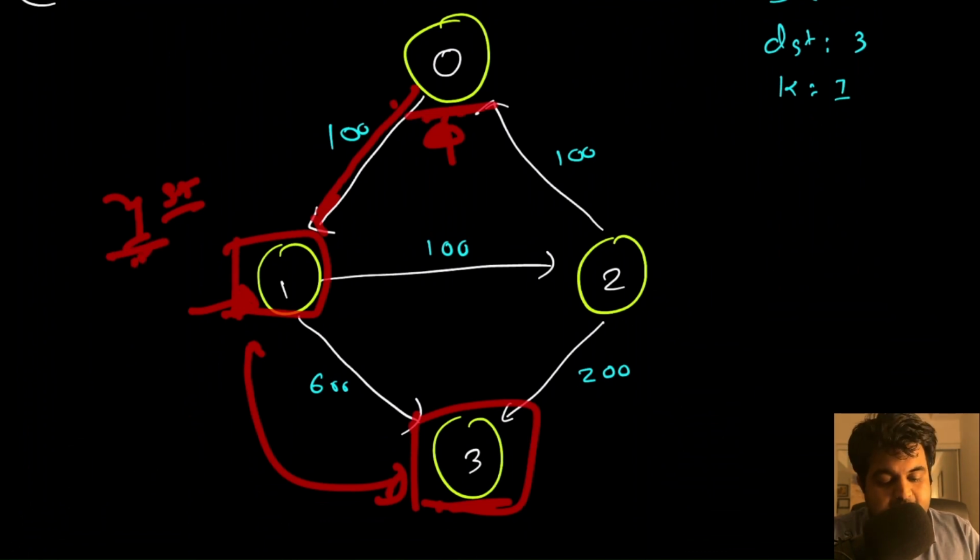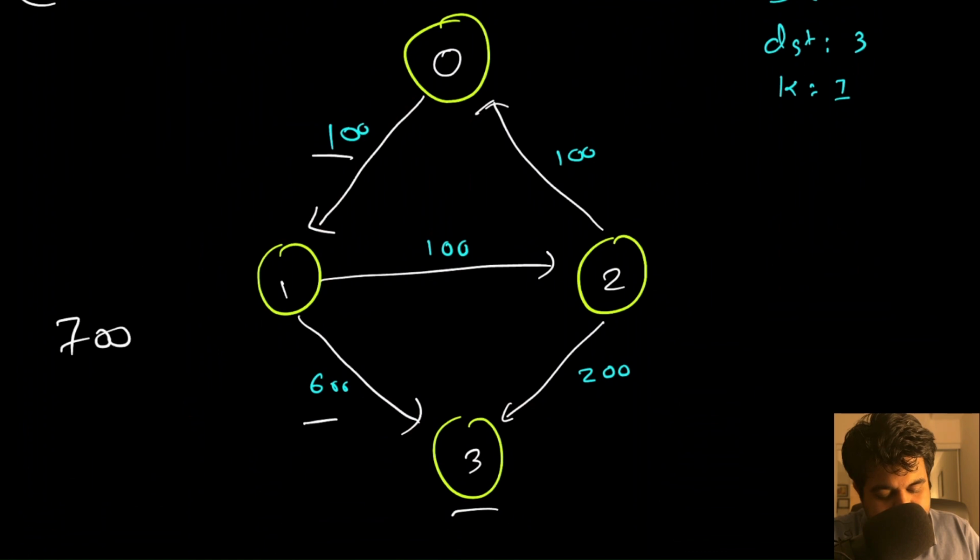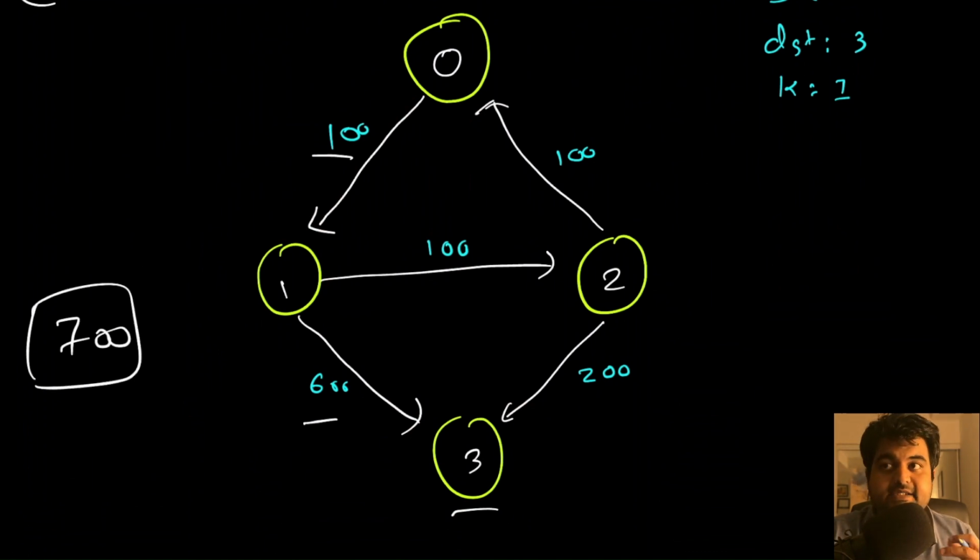Now from 0 there are no other stops that we can take in order to reach 3, so this is the only path that we are allowed to take within the given constraint, and the cost to reach city number 3 in this case is going to be 100 plus 600, so in total 700, and this is what we need to return as the answer.